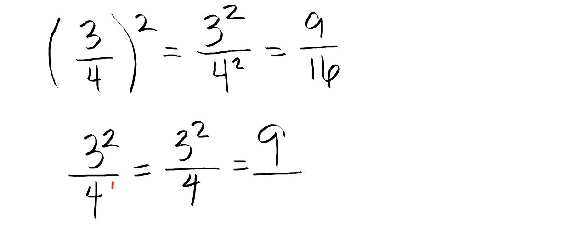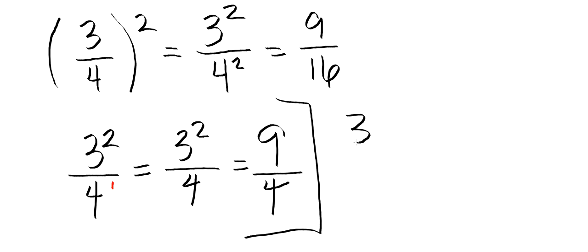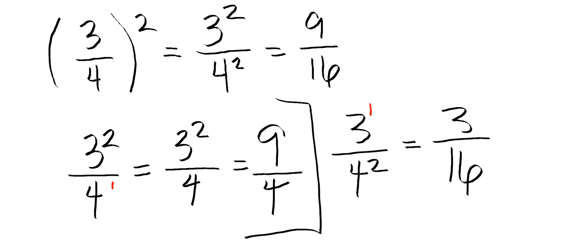That's 9/4. And the same thing, if I had 3 over 4 squared, my exponent on the 3 is 1. I don't have parentheses, so I can't apply that exponent to both situations. I have to realize that it's different. So that would be 3 over 16.